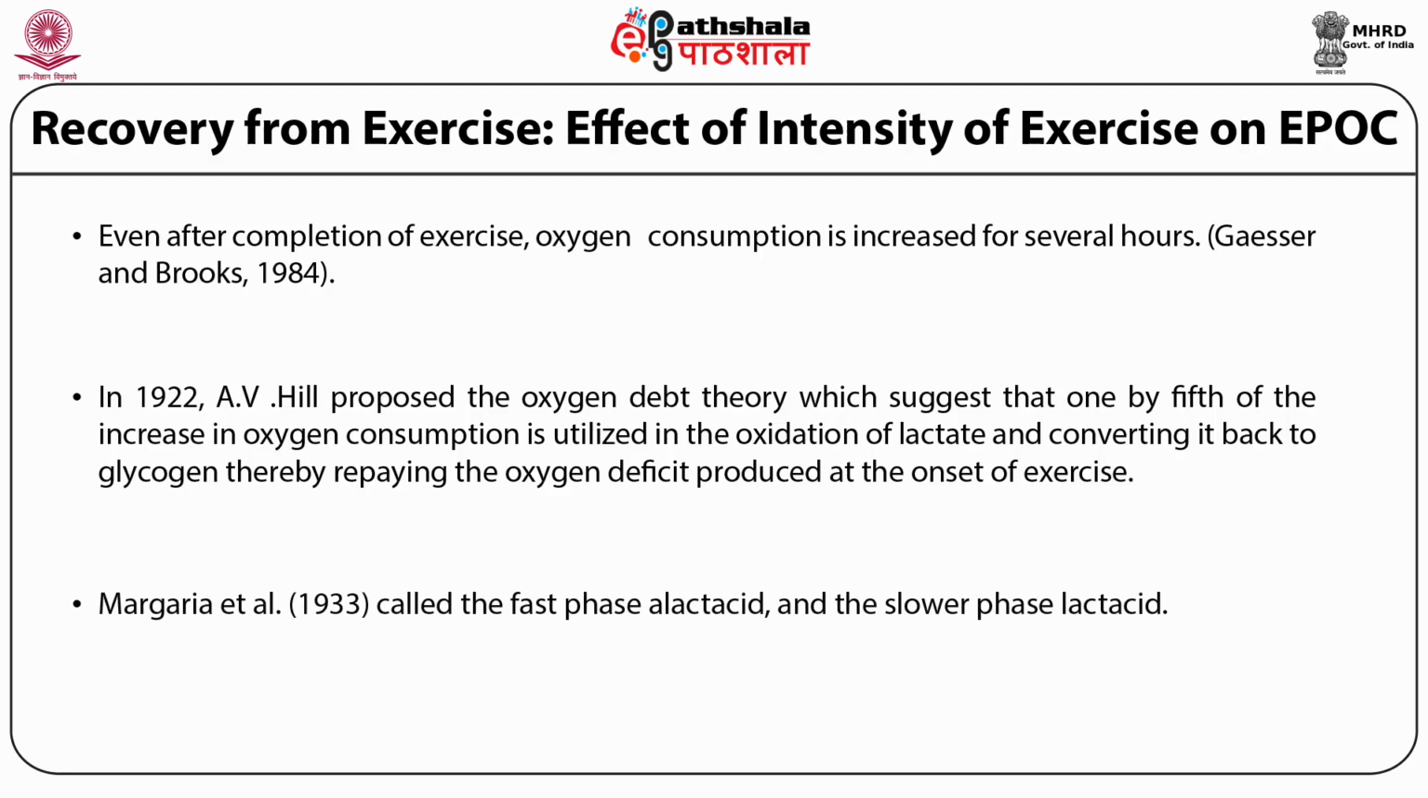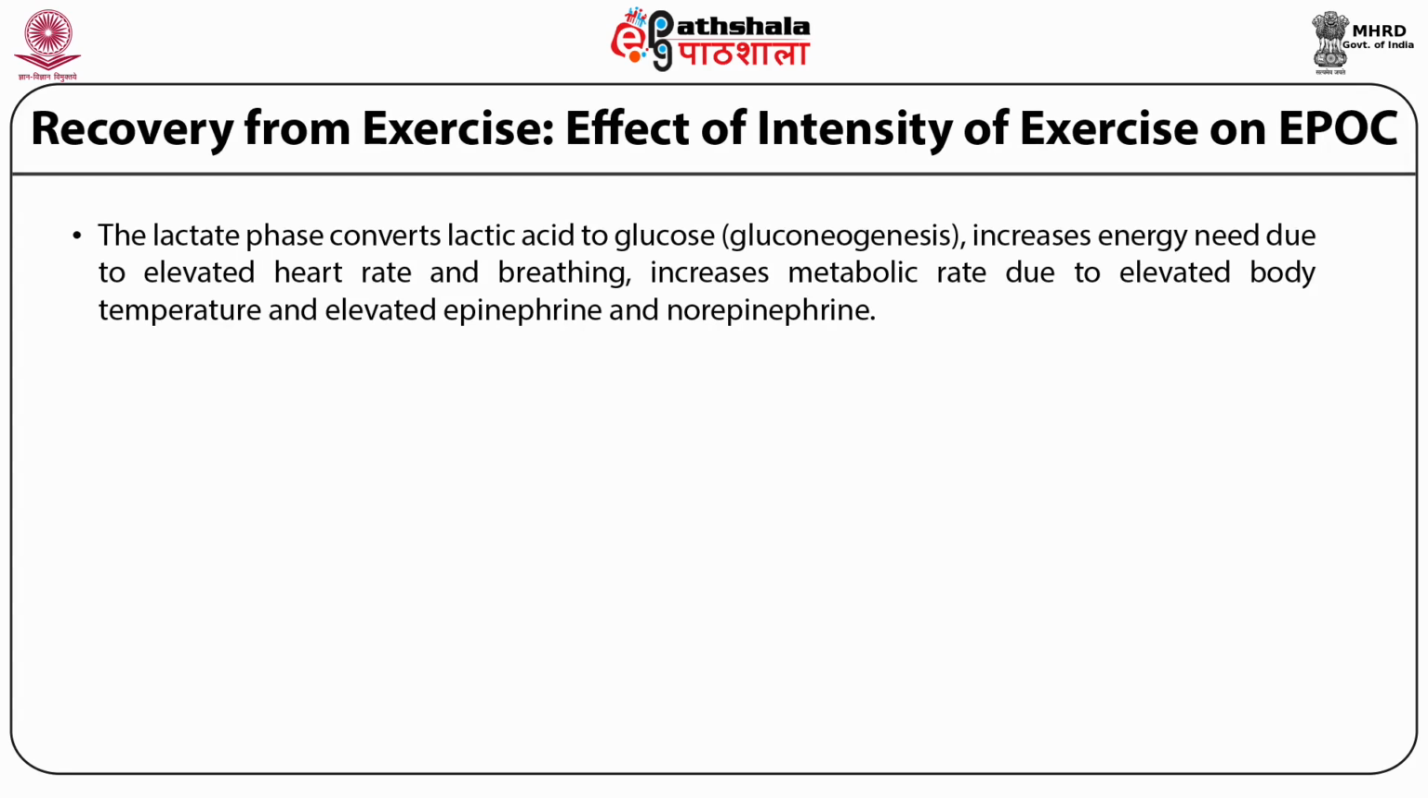Margaria et al. in 1933 called the fast phase alactic acid and the slower phase lactic acid. The alactic acid phase replenishes non-lactic acid components such as the phosphorylation of free creatine to form creatine phosphate, and replenishes muscle and blood oxygen stores. The lactate phase converts lactic acid to glucose, and covers increased energy need due to elevated heart rate and breathing, and increased metabolic rate due to elevated body temperature and elevated epinephrine and norepinephrine.